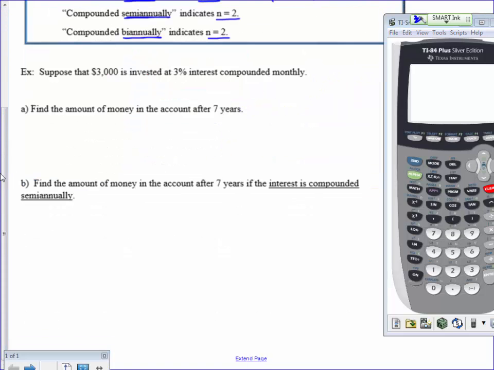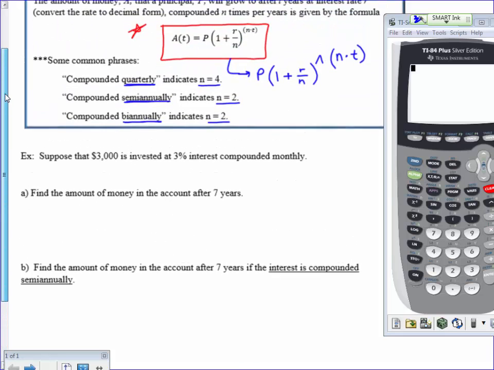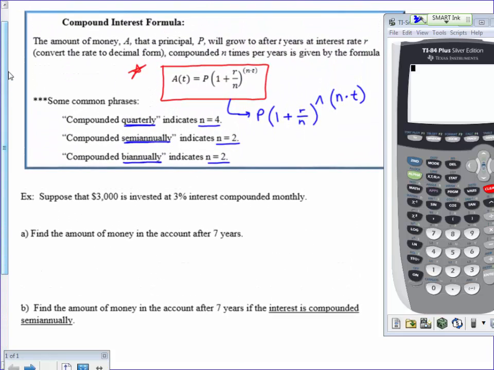It says here, suppose that $3,000 is invested at 3% compounded monthly. So this would mean that the P value is 3,000. My interest rate is 0.03, and compounded monthly would indicate that n is 12. Okay, first question is find the amount of money in the account after 7 years. 7 years indicates that the t value would be 7.